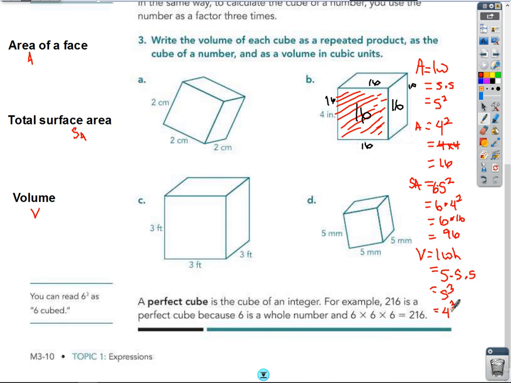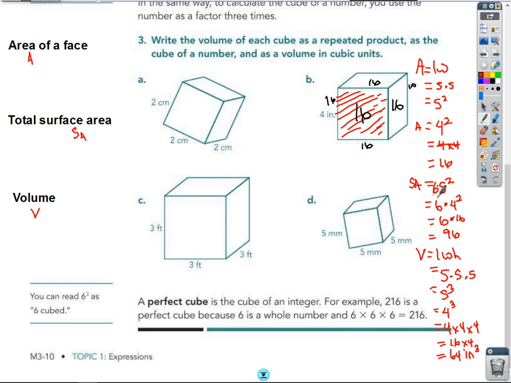If I chose to multiply it out, then we know that that's 4 times 4 times 4. And then that would be 4 times 4 is 16, and bring down the other times 4. And 16 times 4. 4 times 10 is 40. 4 times 6 is 24. And so then that would be 64 altogether. So my volume will be 64 inches cubed.